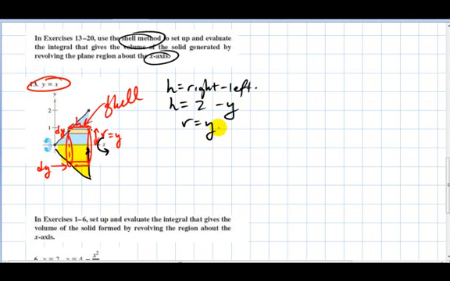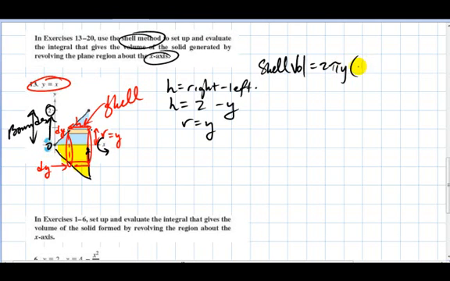So what you do is you write your height and radius as functions of y, because this is a dy integral, because the thickness is a differential in y here, dy. Then after you do that, you figure out the volume of one shell and then integrate from 0 to 2. These are your bounds here. So from 0 to 2, all the way up here. So my shell volume, once again, is circumference 2 pi r, which is y, times my height, 2 minus y, times my thickness, dy.